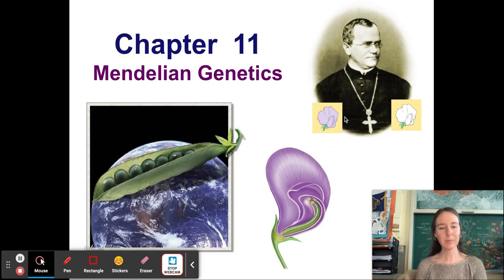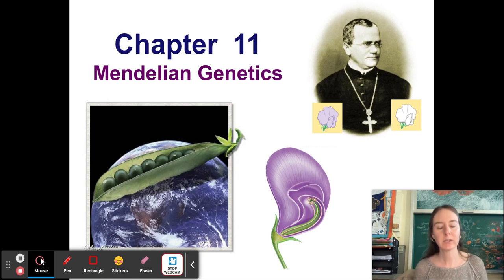So before Mendel, the thought was, okay, if you have a purple flower and a white flower and they reproduce sexually, the offspring will be like a blend of the two, kind of like taking two paints and blending their colors together so they mix. But what Gregor Mendel found was a little bit different. He found that if you took a purple flower and a white flower and had them reproduce, they would produce only purple flowers, which is kind of interesting.